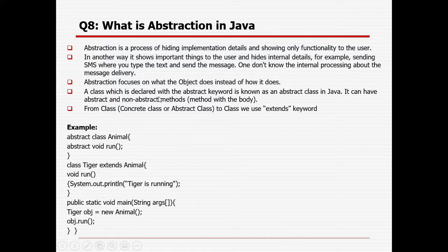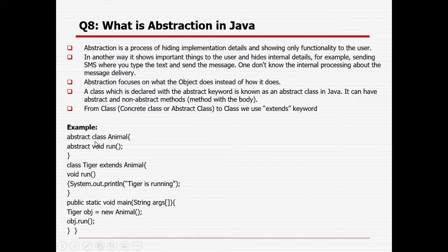A class which is declared with the abstract keyword is known as an abstract class in Java. It can have abstract and non-abstract methods. So an abstract class should be declared as abstract, but it can have abstract methods and non-abstract methods. In case we declare any method as abstract, it will be an abstract method. In case we are not using the abstract keyword in the method, it will be a non-abstract method. To extend from one class, concrete class or abstract class, to another class, we use the extends keyword.